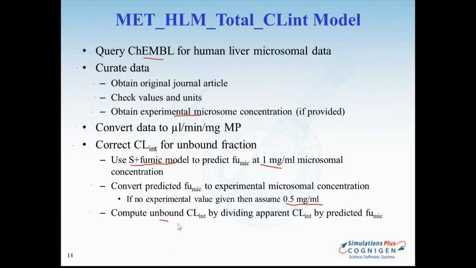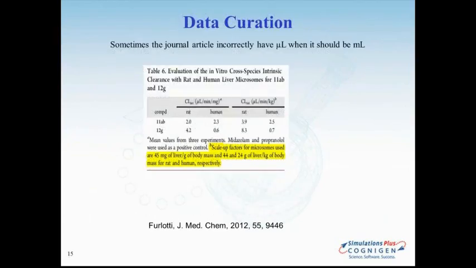Then we computed the unbound clearance by dividing the apparent clearance by FUmic, and this is what we used to create our model. Dividing by FUmic really spread the data out, so you had a larger range of clearance values.